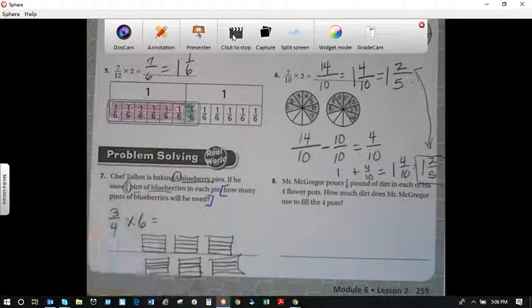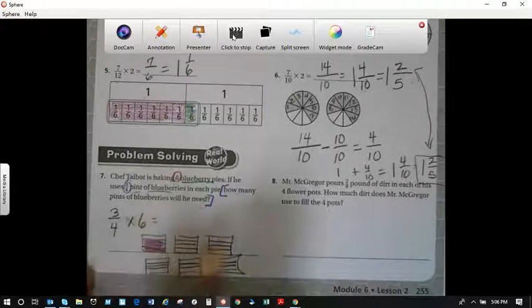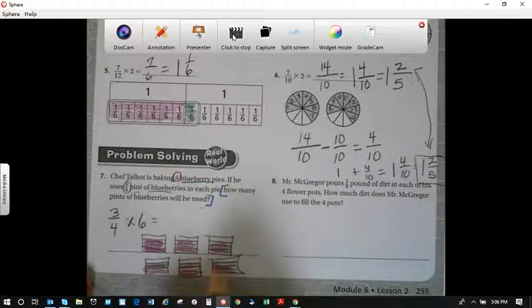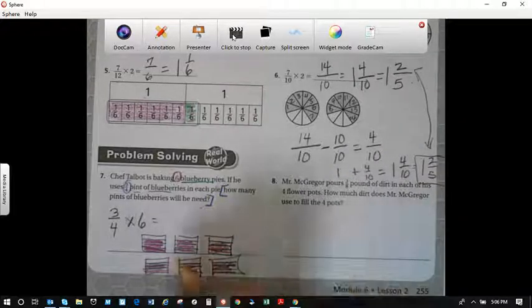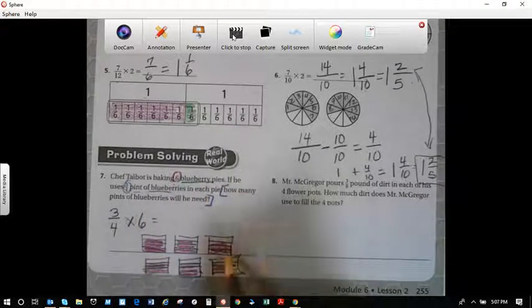Well, I've got to go through on my pies, and I'm going to use my pencil here. Here he's using 3/4 of it. So he used 1, 2, 3. In this container, he used 3/4. In this container, he used 3/4. In this container, he used 3/4. This container, he used 3/4. And in this container, he used 3/4. So how much blueberries did he use in all? Well, this is 3, 6, 9.